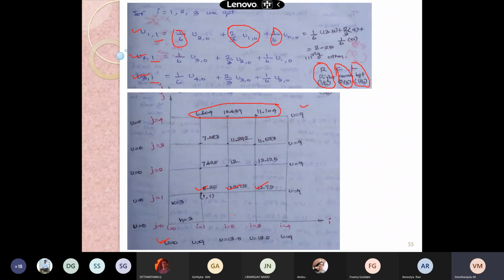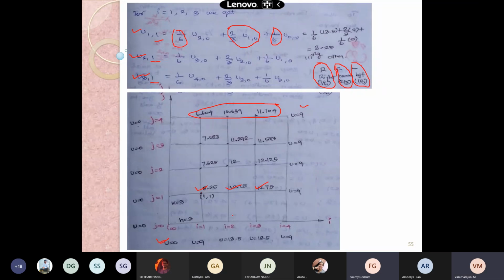0, 7.083, 11.292 for me, and for Kritika 7.083, 11.292, and 11.583. For Bhargav, it is 11.292, 11.583, and 9. You accumulate with the coefficients 1/6, 2/3, and 1/6. Yes, sir, 11.103. Very good, Bhargav. Yes, sir, 6.604. 10.59, sir.